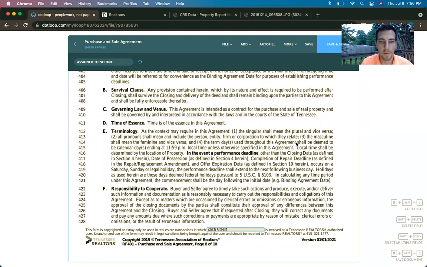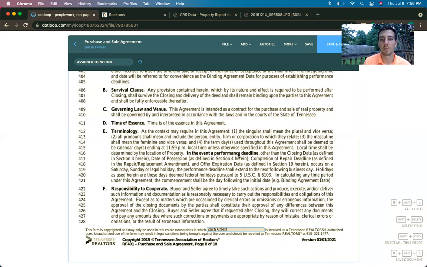So, all your deadlines, people ask, is it 5 p.m. that it ends or midnight that it ends? So let's say you have 10 days to inspect the property. Well, on that 10th day, does it end at 5 p.m. or midnight? Well, right here, the term days used throughout this agreement shall be deemed to be calendar days ending at 11:59 p.m. local time, unless otherwise specified in this agreement. Local time shall be determined by the location of the property. So it's going to be Central Time here in Tennessee.